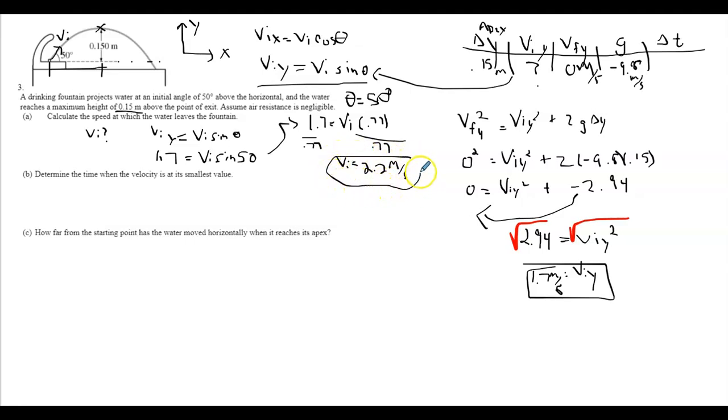I boxed this one, but I actually had to use that answer up here to get to this solution. So that's part A. Part B is probably the hardest part. It wants to know, determine the time when the velocity is at its smallest value. Its smallest value occurs at the apex because it's only the horizontal component. We didn't calculate that horizontal component, and we'll need to do that later, but for right now we don't really need it for part B. So we're going to solve for t out of an equation.